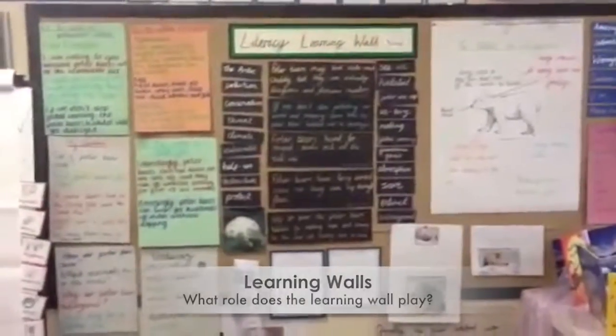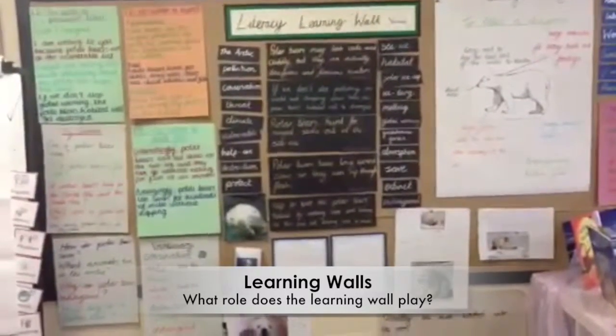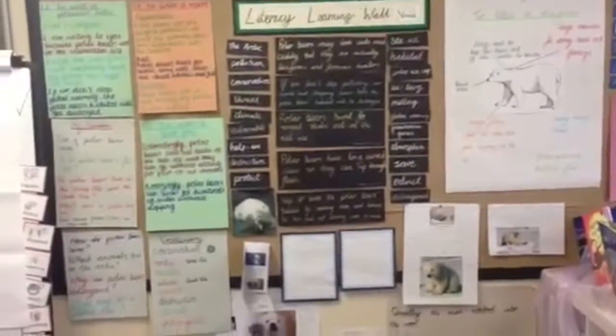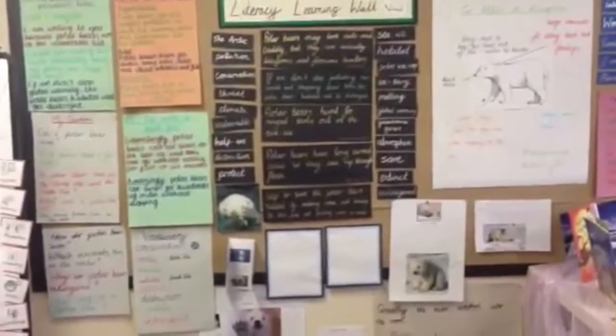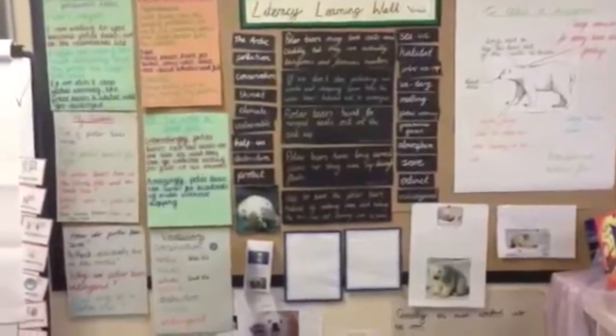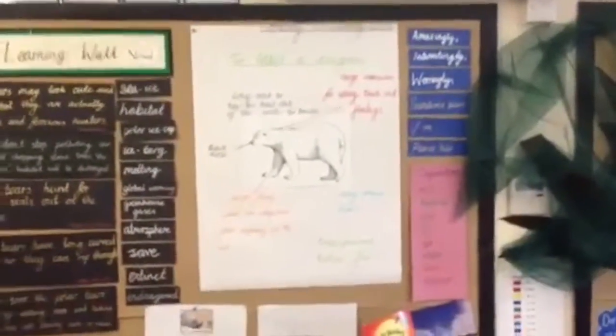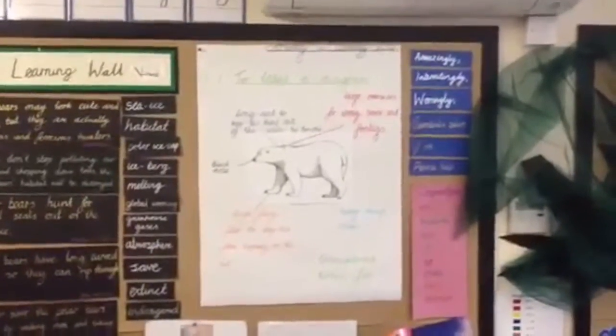The core text for Key Stage 1 this half term has been The Journey Home, which is a text all about polar bears. But what you can see from the learning wall very clearly is the journey of the learning. So I'm going to reference a few of these key features. So first of all, one of the writing outcomes was that children wrote an information text, a poster, a pamphlet. So you've got some of those features exemplified on the learning wall.